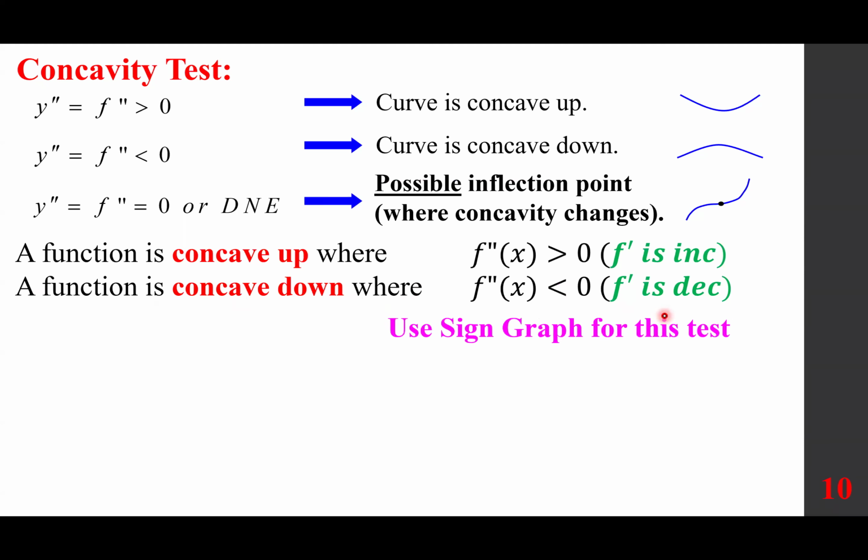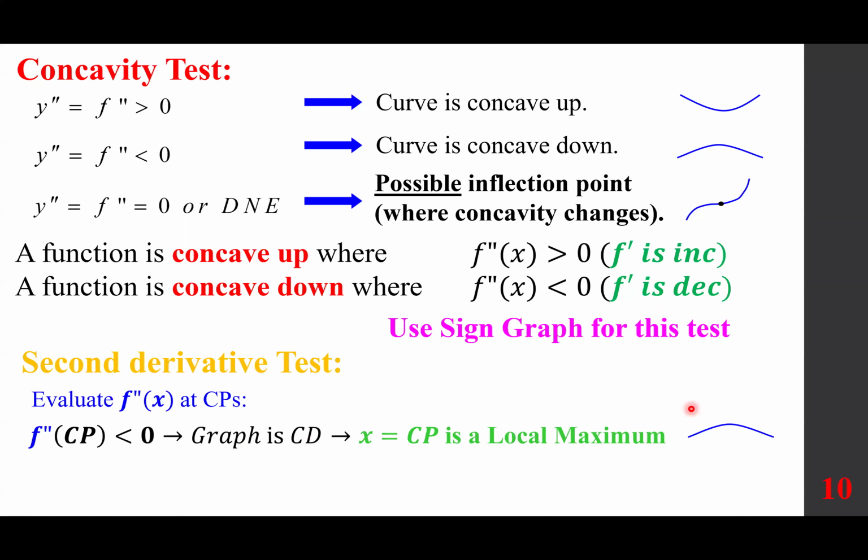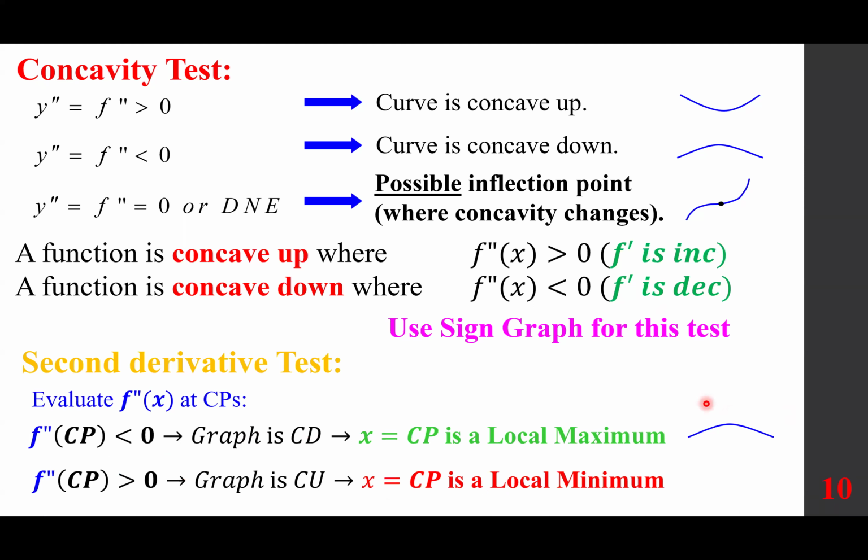So what is the process? You find f double prime and then you evaluate f double prime at critical points, what made f prime 0 or does not exist. It is either positive or negative. If it's negative, the graph is concave down, when it looks like that. What is this? Local max. On the other hand, if it happened to be positive, it's concave up, looking like that, then it's a local minimum.